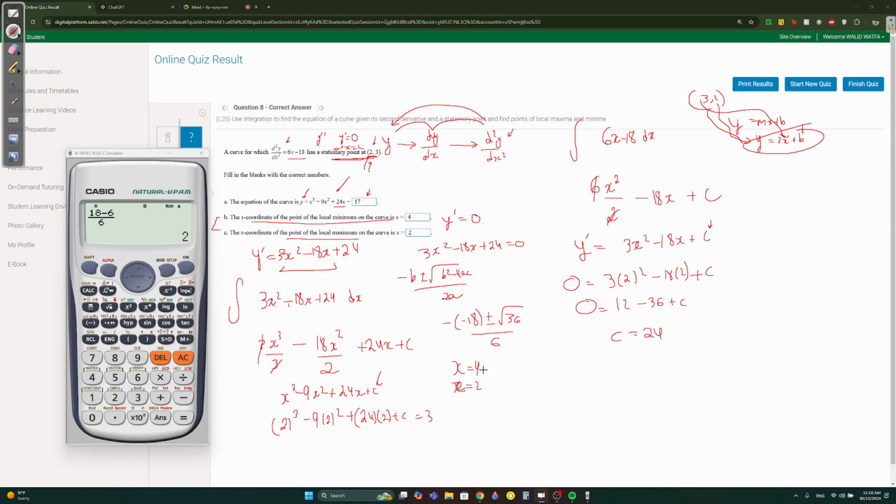Okay. Now, which one's minimum, which one's maximum? Since you have the second derivative already, I'm not going to use the first derivative test and do a table of signs. You remember, if you just substitute your x coordinate into your second derivative, if it's positive, it's a minimum. If it's negative, it's a maximum.